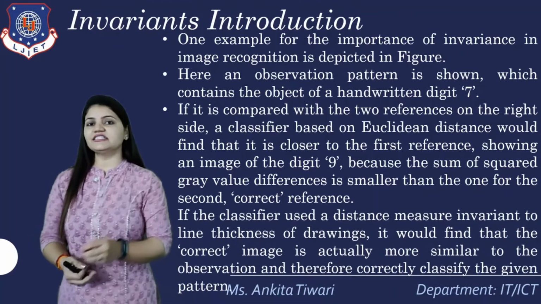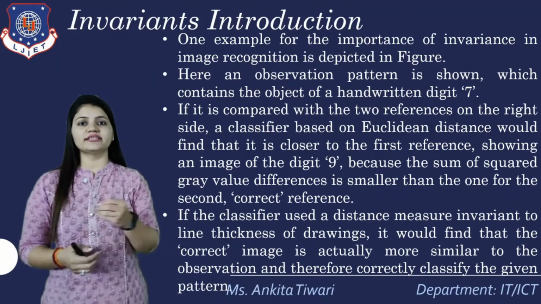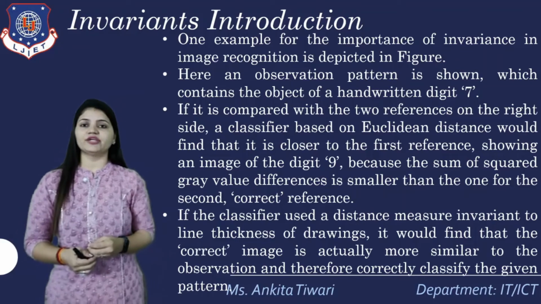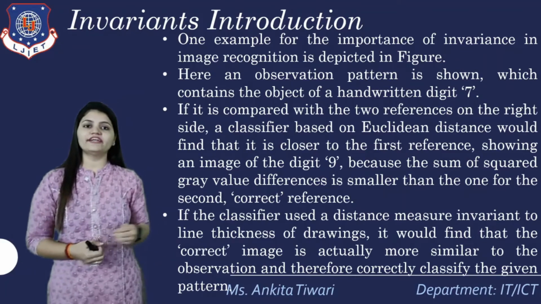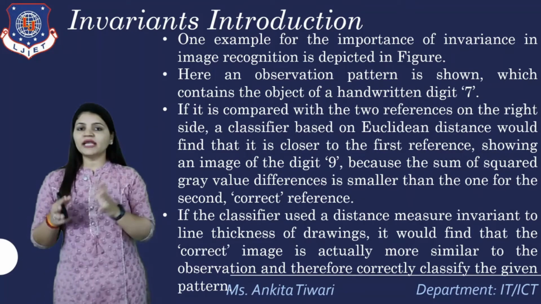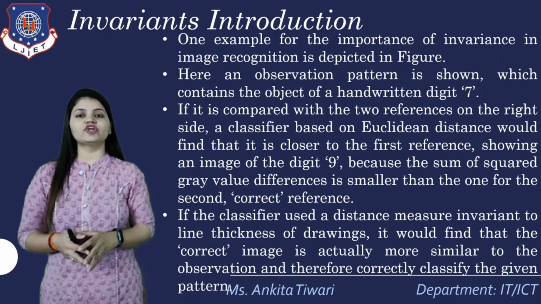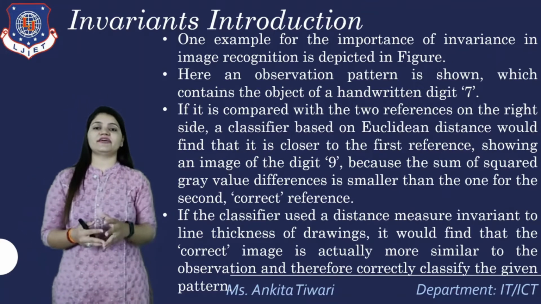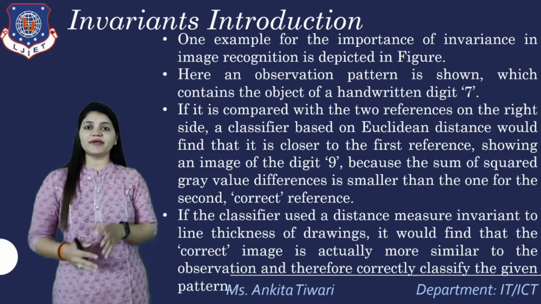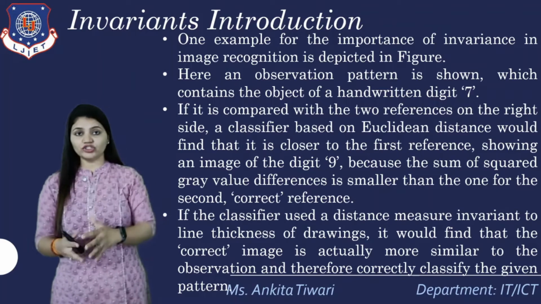If the classifier used a distance measure that is invariant to the line thickness of the drawing, it would find that the correct image is actually more similar to the observation and therefore correctly classify the given value. Now with respect to that, we need to find out which one is the closer one and which is the far one.